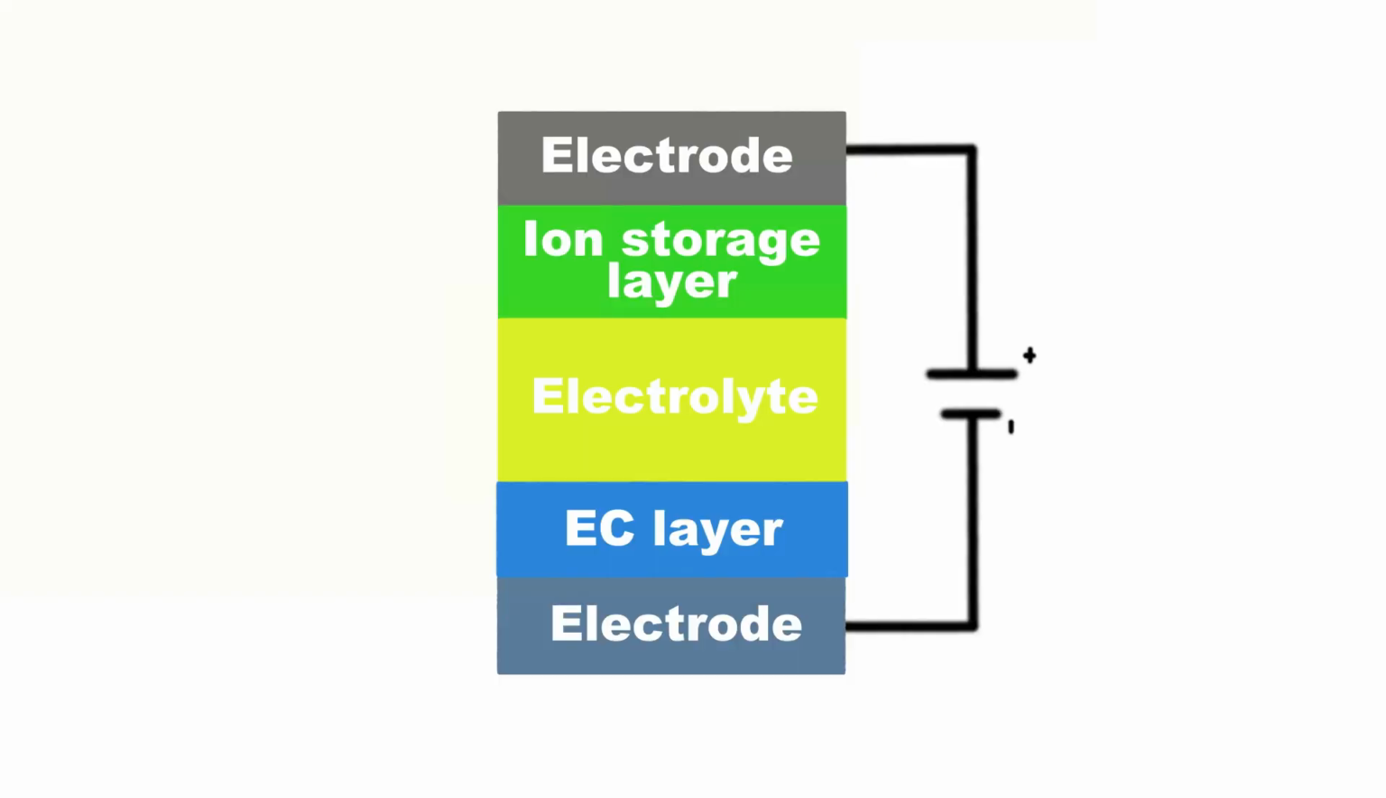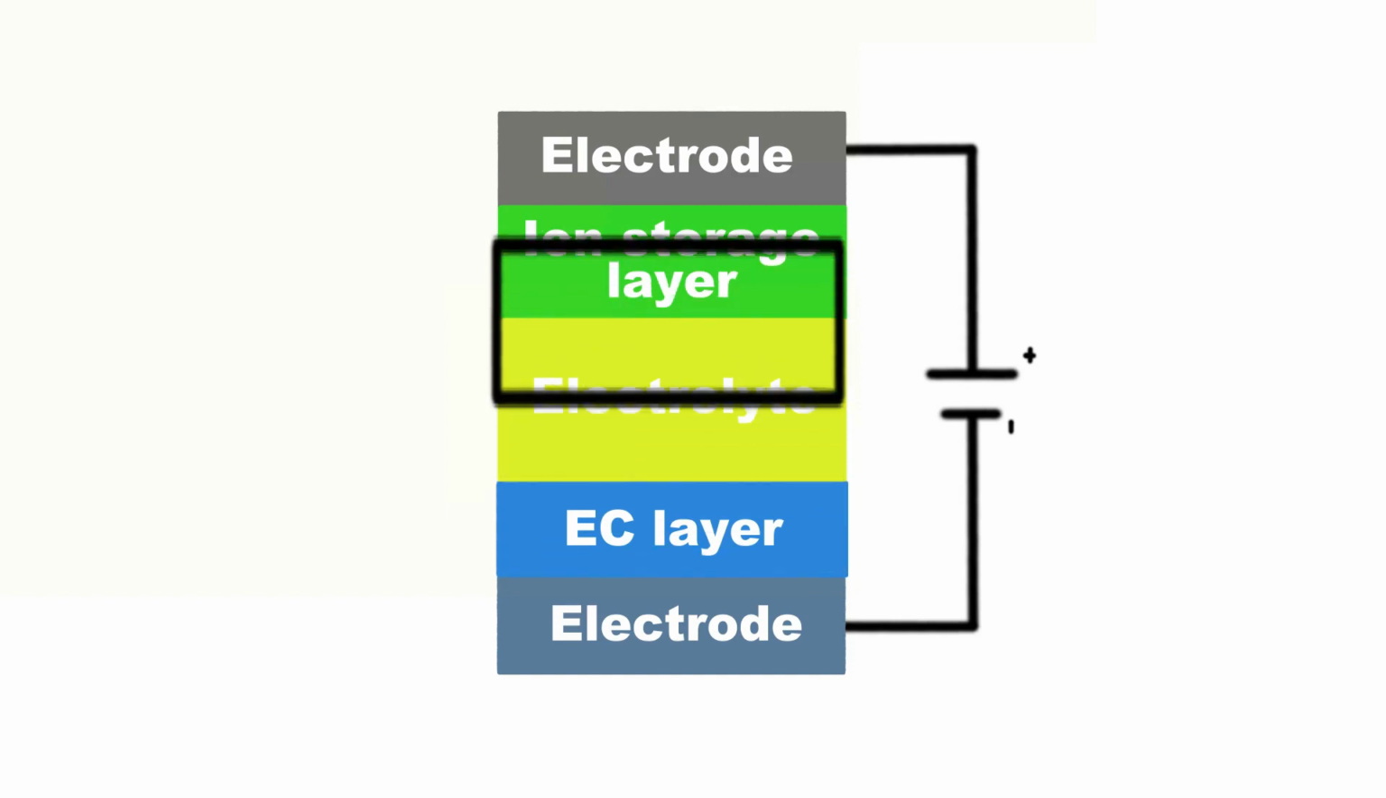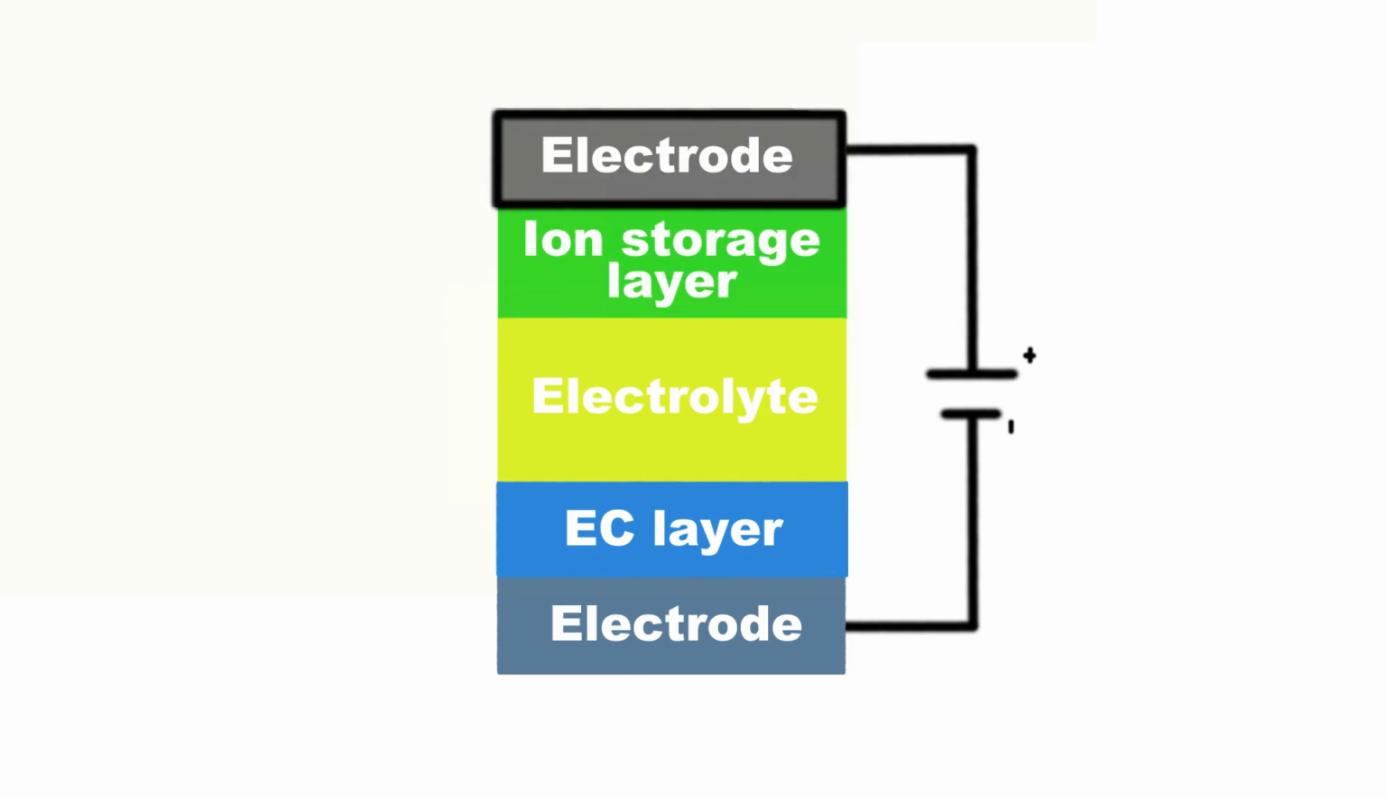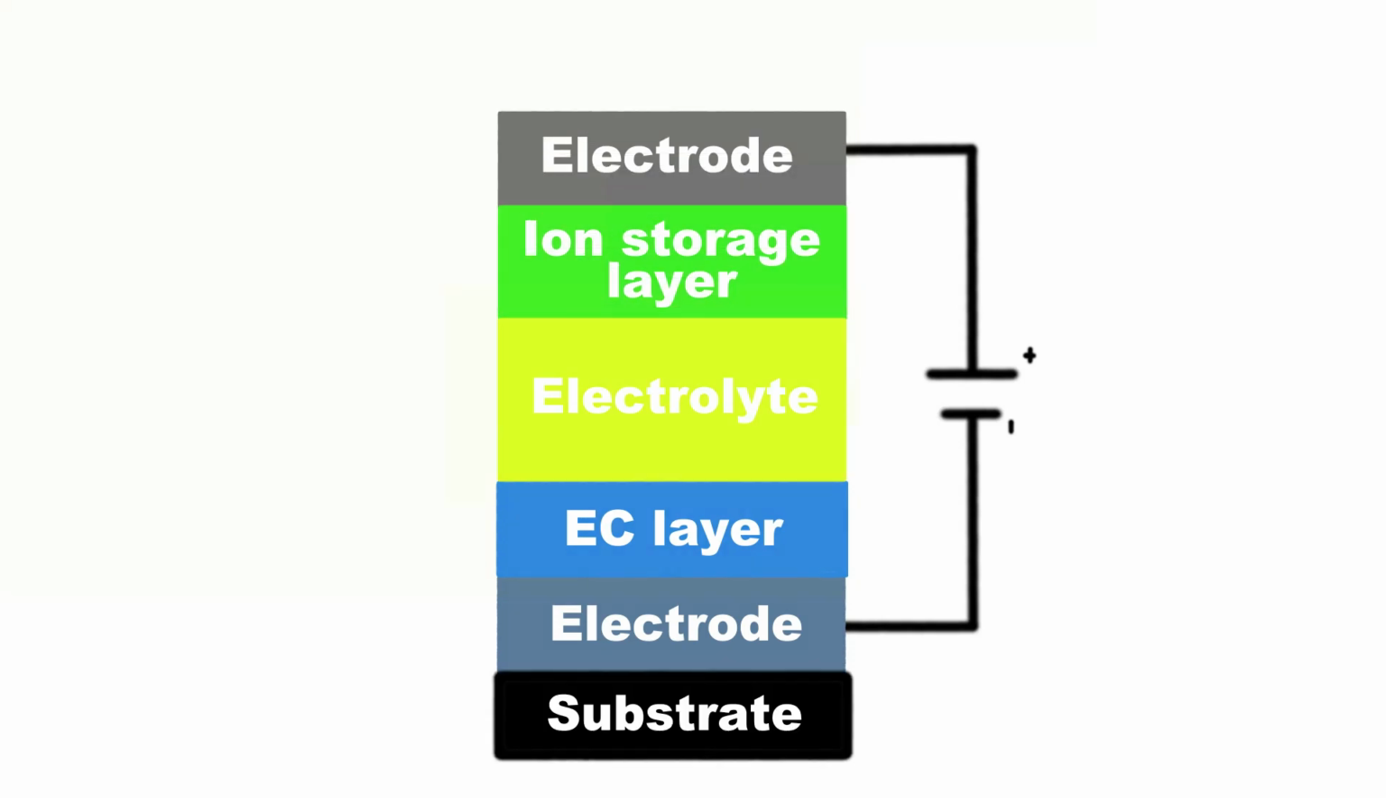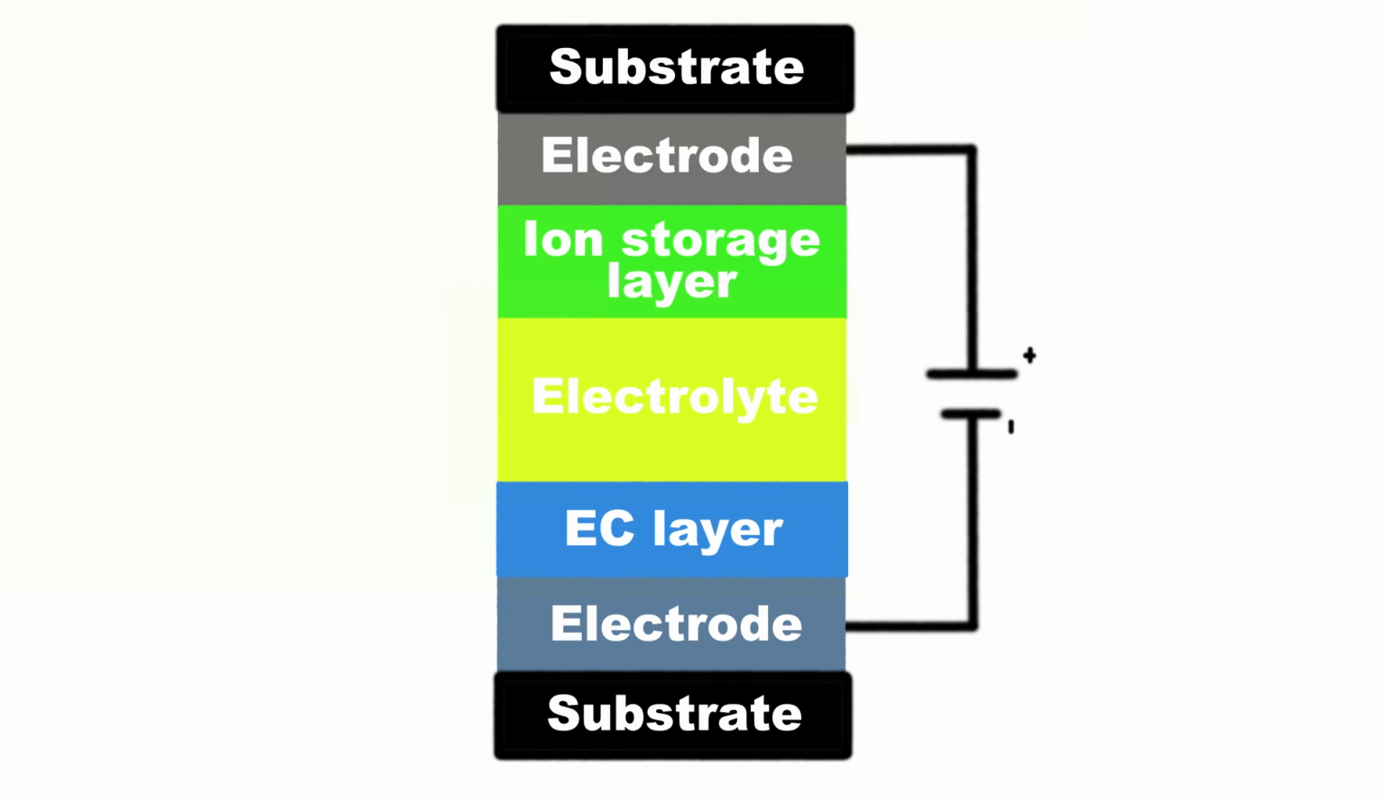An electrochromic device consists of 5 components: an electrode, the electrochromic material, an electrolyte, an ion storage layer, and another electrode. This can either be superimposed onto a substrate or sandwiched between 2 substrates.